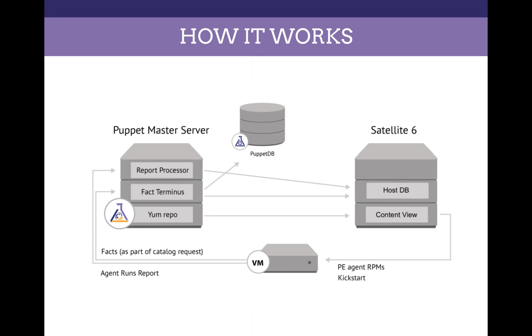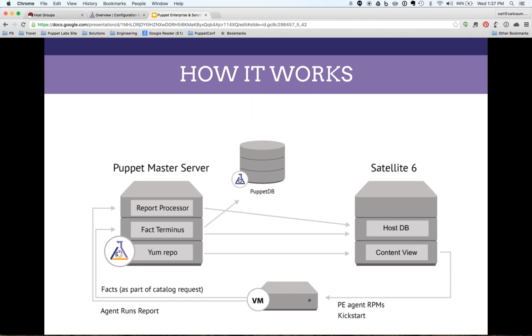But then what Puppet Enterprise does is it takes all that information using standard technologies such as Fact Terminus and the report processor that we've written for this integration, and sends it both to PuppetDB, which is the backend storage for Puppet Enterprise, but also sends it over to Satellite 6. So as I was saying earlier, the information is available in both places. So let's take a look at how this actually works.